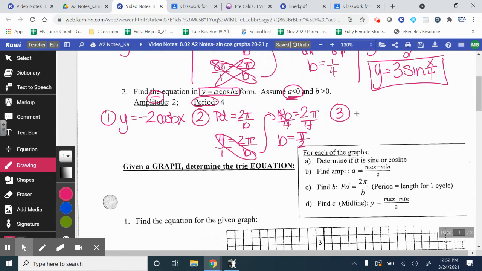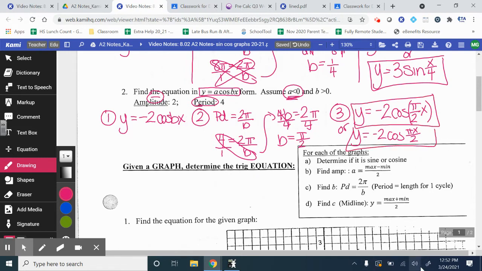So now for my final equation, I have y equals negative 2 cosine pi over 2 x. You could put that in parentheses there, or again, you could write it as pi x over 2. Either way is fine. Okay, and those are our equations given the amplitude and the period.